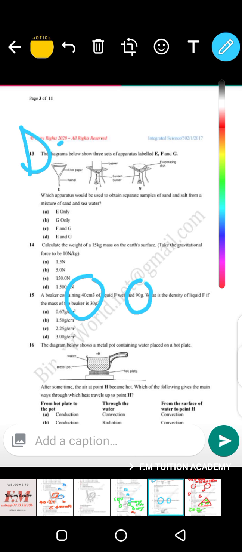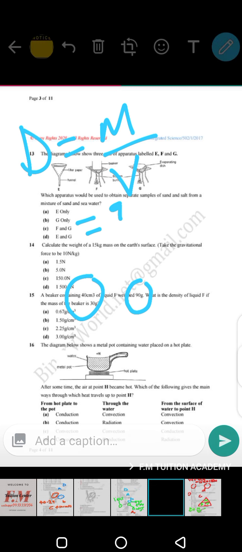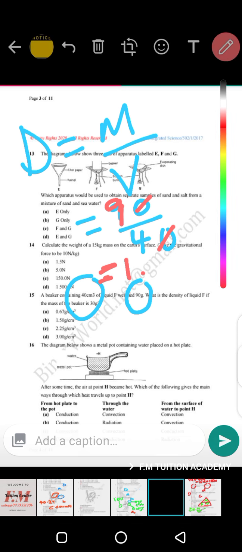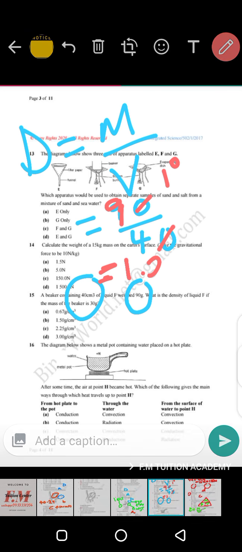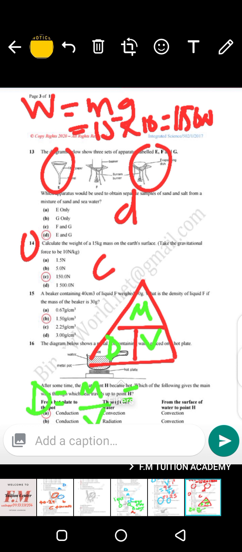So when we say density is equal to mass over volume, the mass is 90 divided by the volume, 40. When you divide those two, what do you get? This zero cancels with that zero. How many times does 4 go into 9? It goes 1 point, remainder 1. You add 0 to 1, it becomes 10. 4 into 10 goes 2, remainder 2. You add 0, 4 into 20 is 5. So our answer here is actually C.